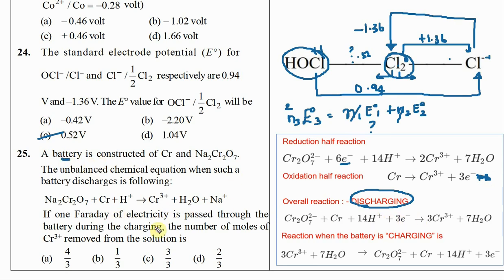They are asking you here about the battery during charging, exact opposite. During charging it is an electrolytic cell. So exact opposite. So you have to flip over. So now when you see it, what is the number of moles of Cr3+ removed from the solution? Okay, what is the moles of Cr3+ removed from the solution?